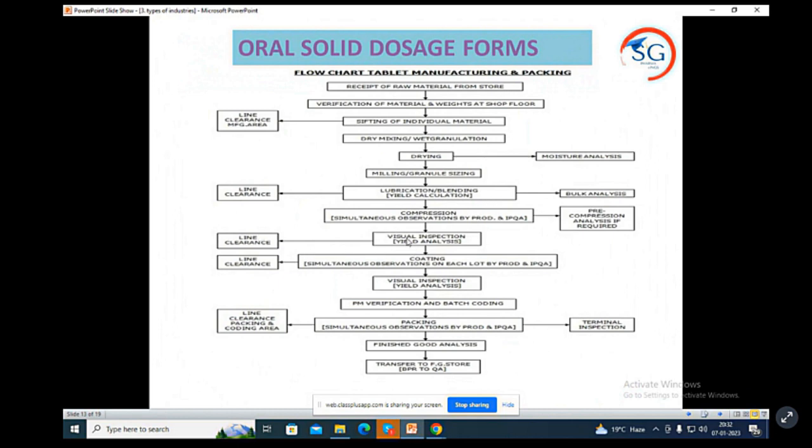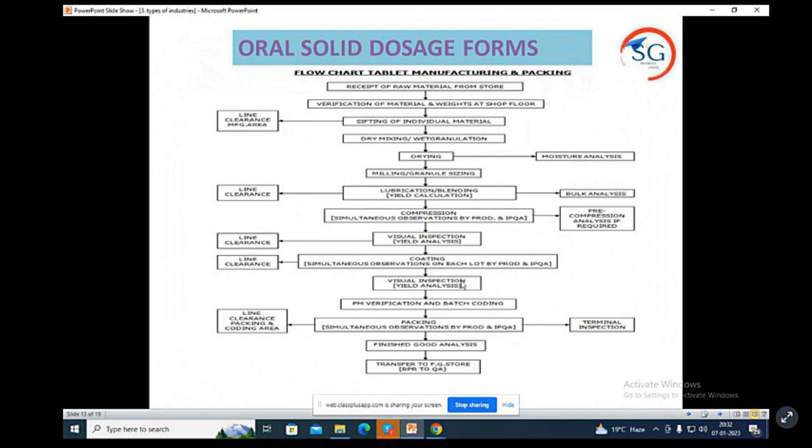Again, after compression you should calculate the yield, and next you should take the tablets for the next step, that is coating. In the coating, again you should take the line clearance from production and QA, and next you should carry out the coating process, and then again do the visual inspection. Visual inspection means again AQL, and after AQL is passed, you should calculate the yield again. So now the coated tablets are completed, and they are ready for packing.